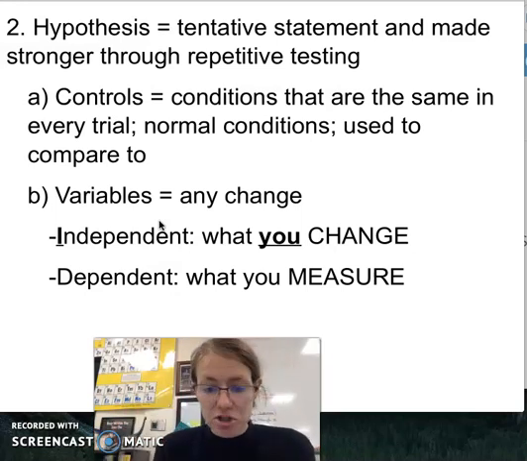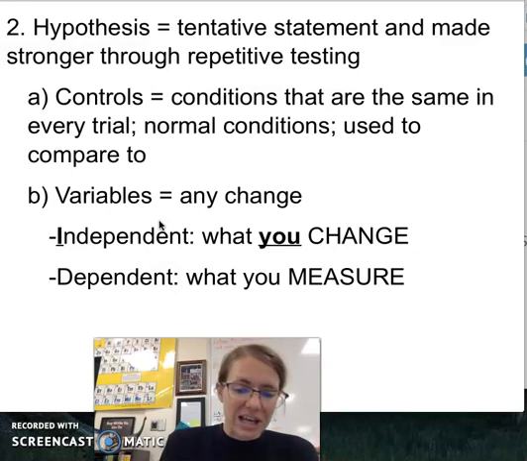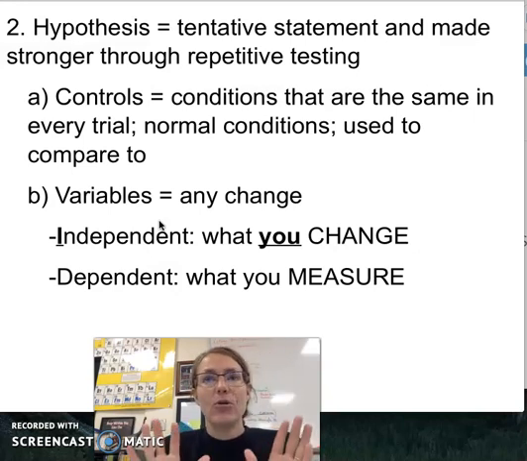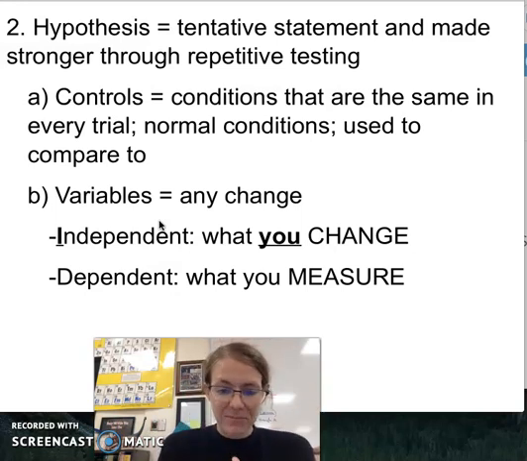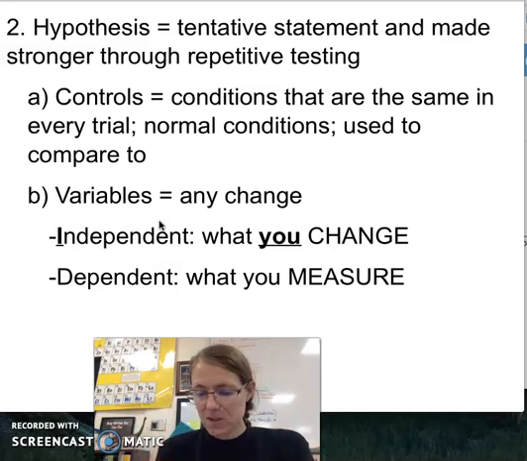Some variables that you should be familiar with. Independent variable is the variable that you change. So if I'm looking at how light affects plants, light would be my independent variable. I might have a plant in a dark cabinet, a plant on the windowsill, a plant being exposed to 24 hours of light. Those are all independent variables.